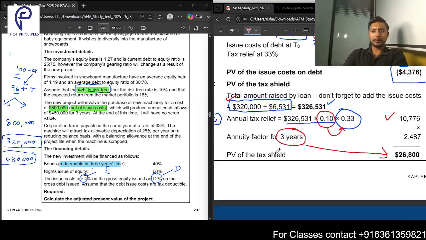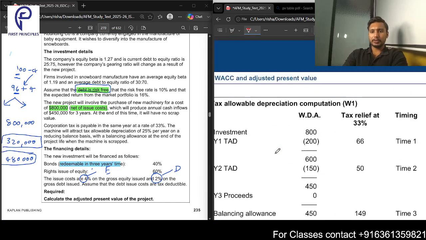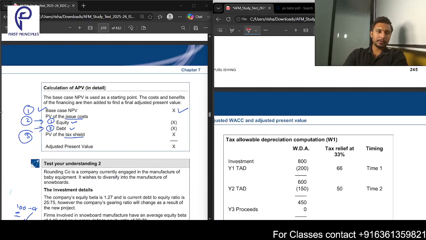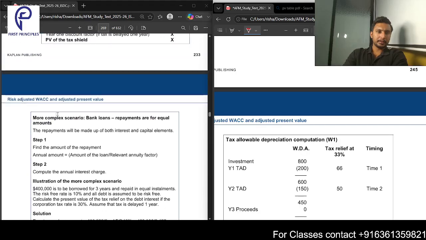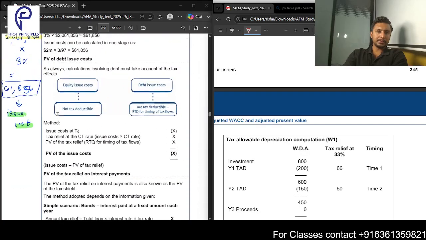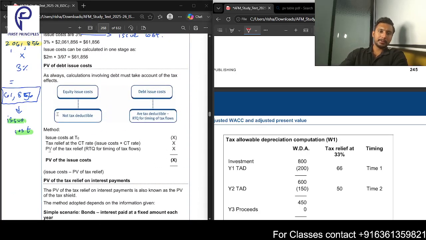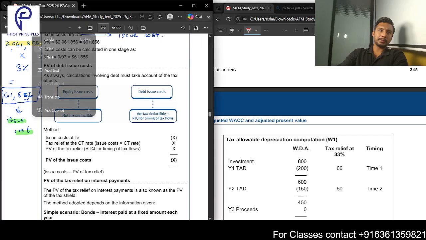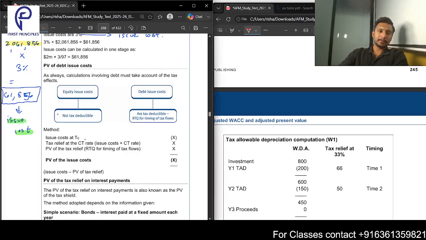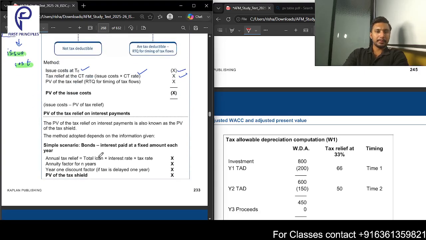So now let's look into the delayed bit as well. Now that this question is solved, coming back to the theoretical side of things here. If there has been any delay in the tax relief, we take the present value of that particular year. So we took the issue cost here, as you can see, and along with that, we have taken the tax relief. Till here, we have done the calculation, so this is what we got.